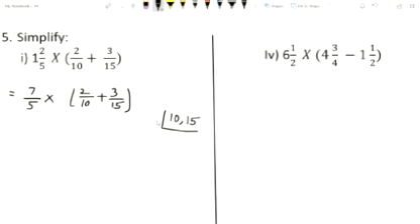These two numbers are divisible by 5. So 2 fives are 10, 3 fives are 15. 2 and 3 are prime numbers, so you leave them as they are. Just multiply all the numbers. So LCM equals 5 into 2 into 3. 5 twos are 10, 10 threes are 30. So LCM equals 30.